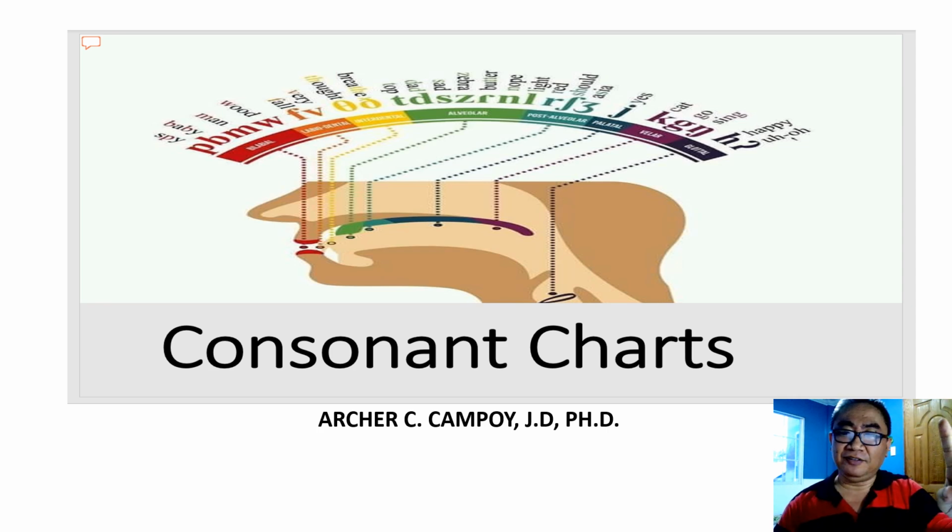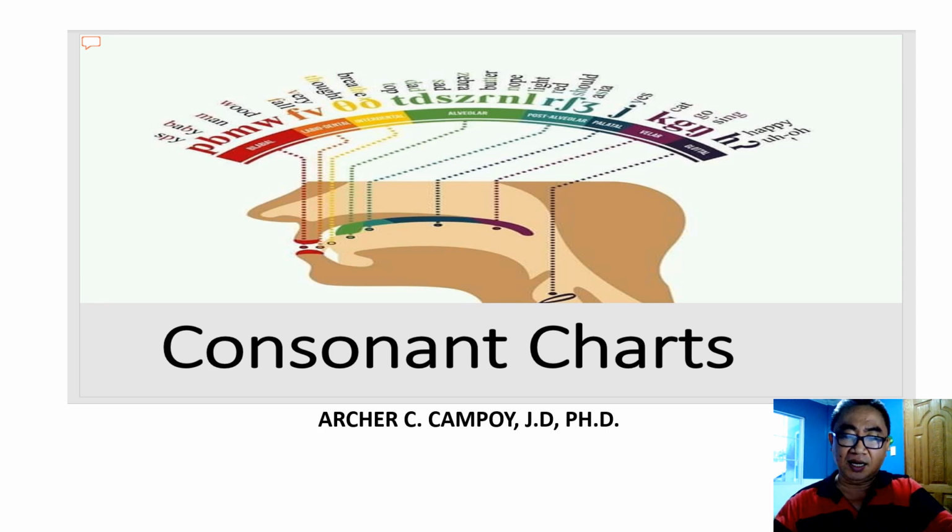This presentation focuses on the consonant chart. What is a consonant chart? A consonant chart lists all the consonant sounds for a given language while neatly organizing them by place of articulation, manner of articulation, and phonation.